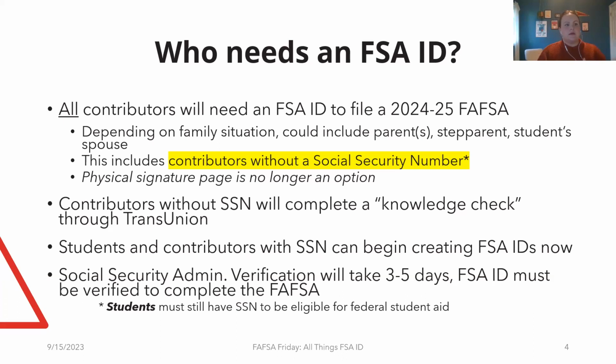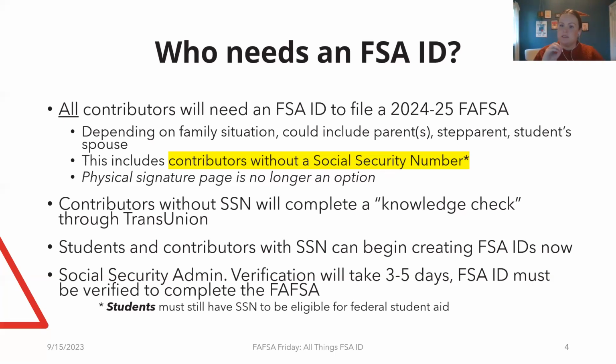On the other hand, students and contributors who do have social security numbers can begin setting up their FSA IDs today. The website is open and they can get in there and start working on this process now. And in fact, our recommendation would be that students and families should be starting this process as soon as possible. The Social Security Administration has said that their verification process will take 3 to 5 days. And an important thing to know is, in the past, a student could create their FSA ID and start filling out the FAFSA in the same day.